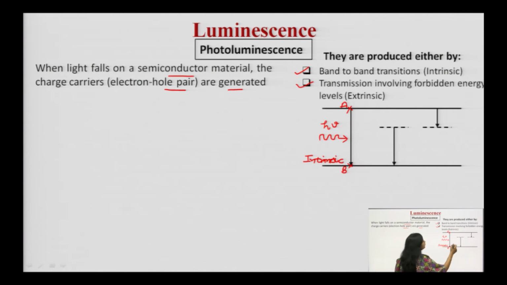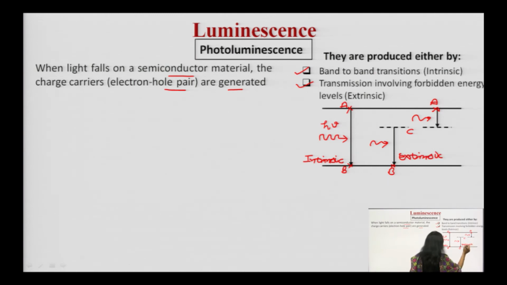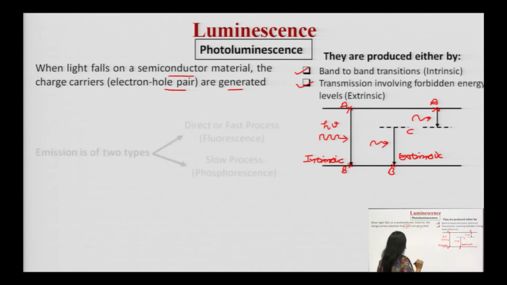In the second case, you can see the transition is from point A to B via this intermediate level C. First it is falling from A to C, then from C to B, and C is the forbidden energy level. This may be a trap. So, accordingly, this is the case of the extrinsic semiconductors, right?